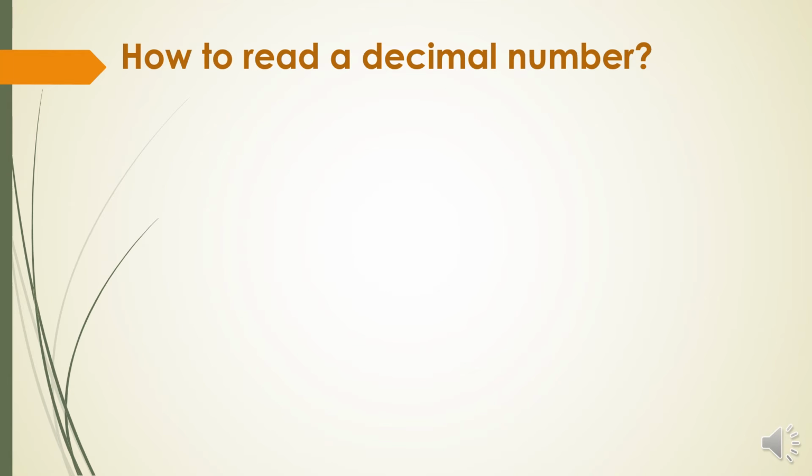How to read a decimal number? 0.1, I read it 0.1. This is the whole part. This is the ones digit, okay? In the whole part, we have a number with the ones digit. And this is the decimal part, and this digit is called the 10th digit, okay?